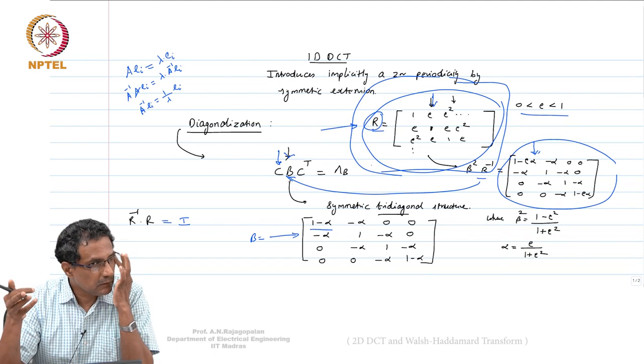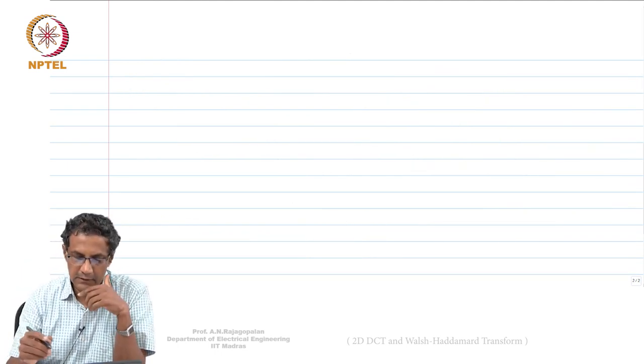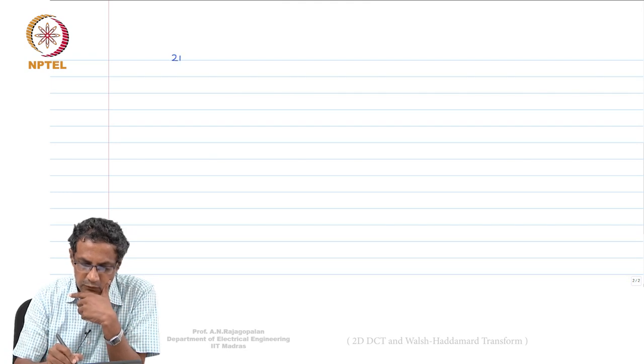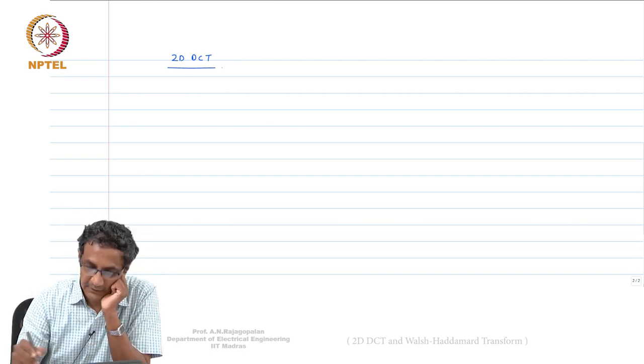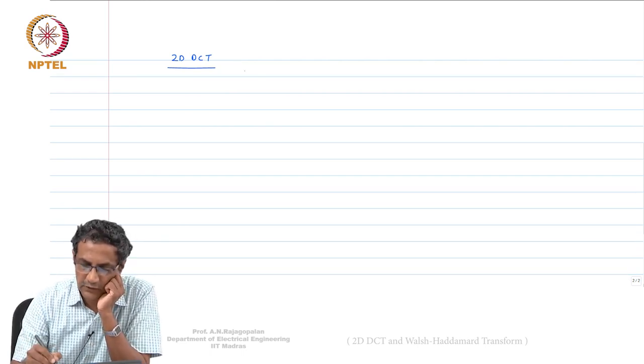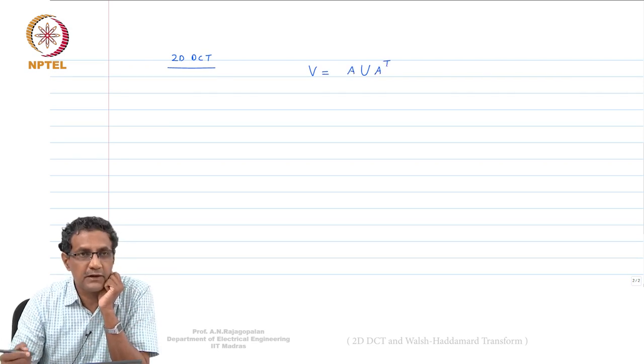Now coming to the extension to a 2D DCT, it is straightforward. So it all extends the same way. We will not spend too much time. You can think of an image that is given to you, which is U, and then you want your V, so we can of course write this as A U A transpose, and instead of A, substitute C, which is a DCT.